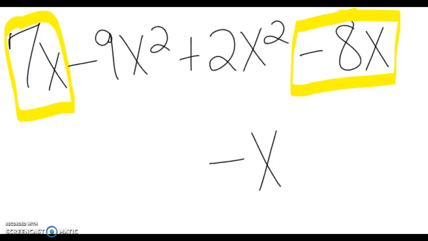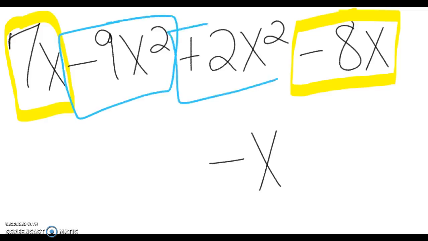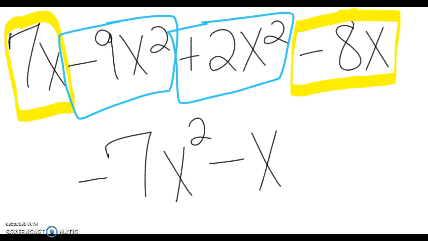X squared, I have a negative 9x squared and a positive 2x squared. Again, different signs, subtract. 9 is the higher number. It's a negative 7x squared. When I go to read this, then it's negative 7x squared minus x. Or I could have written the negative x in front, minus 7x squared. So those two answers say the same thing.